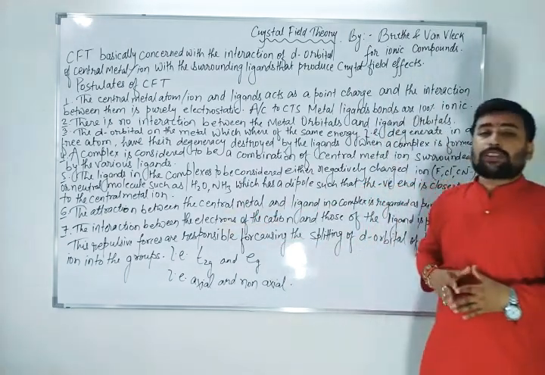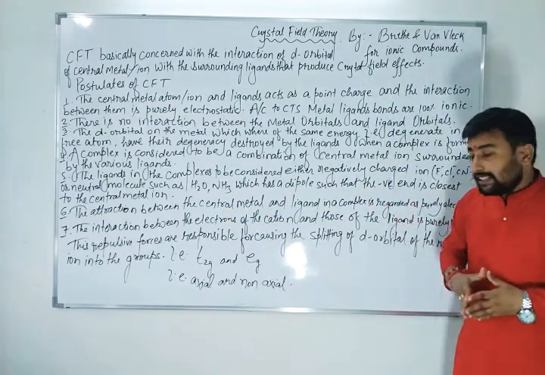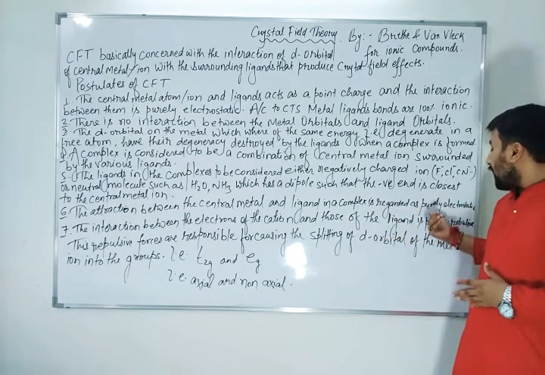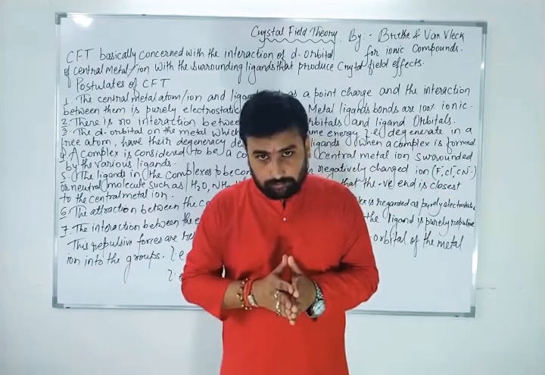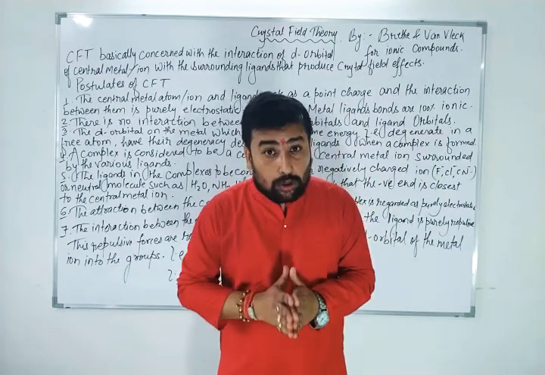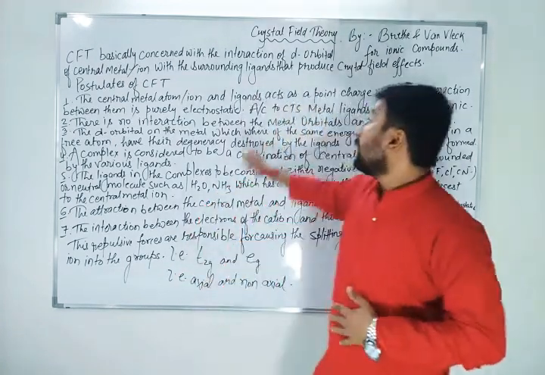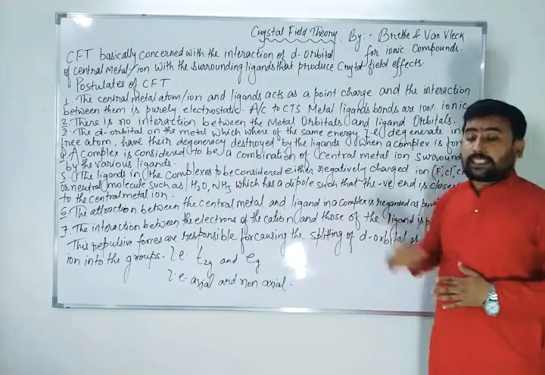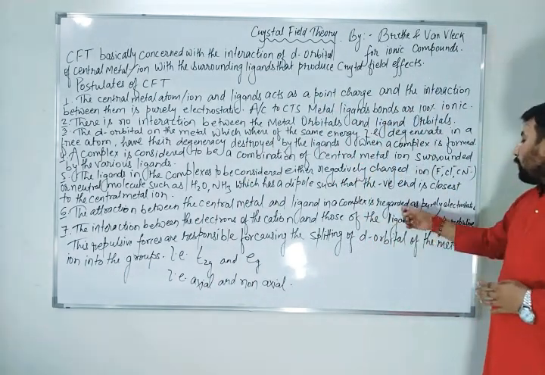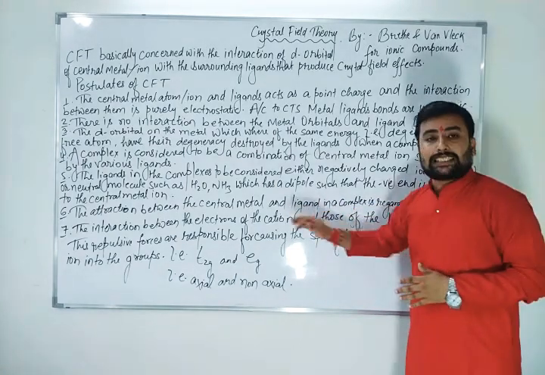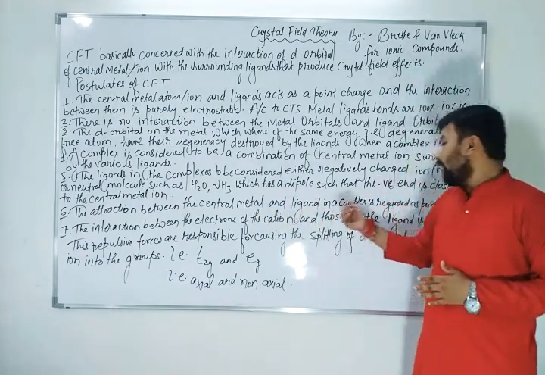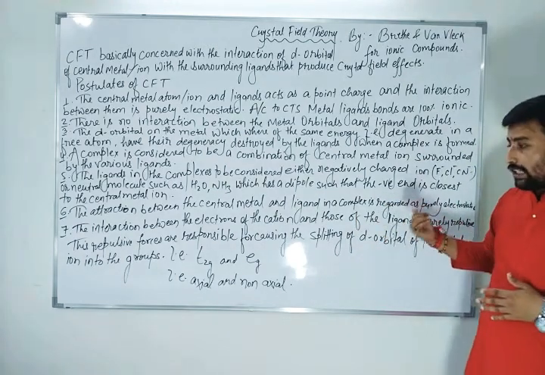The interaction between the central metal atom or ion and the ligand in a complex is regarded as purely electrostatic, since they are attracted electrostatically. I already told you it is 100% ionic, so definitely it will be purely electrostatic. So the attraction between the central metal atom or ion and the ligand in a complex is purely electrostatic.